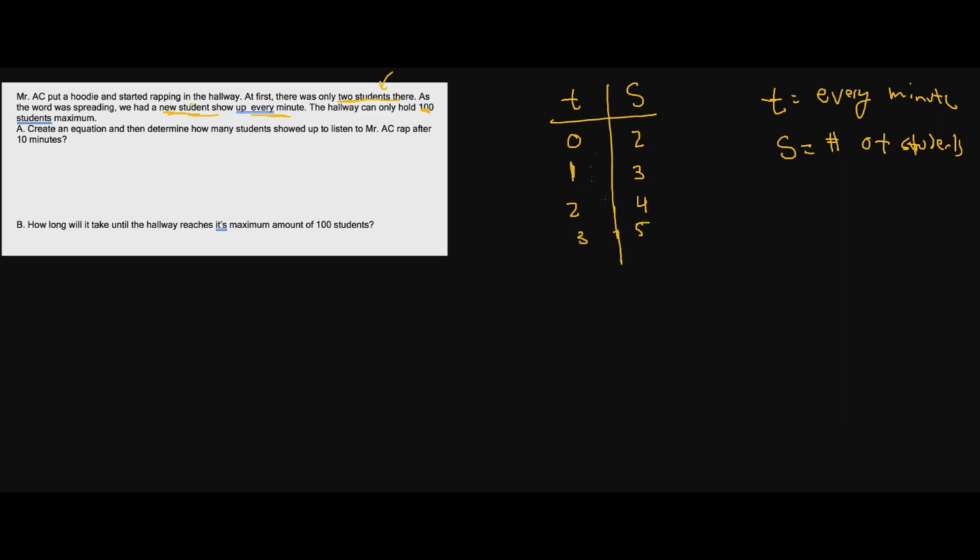Well, how can we write an equation for this? The number of students is equal to, well, how much did we start with? We started with 2 students plus how much are we changing by? Well, we're always adding a new student. So we could do 1 times t, right? T represents the number of minutes here. So we go over here and we get 2 plus 1 times t.